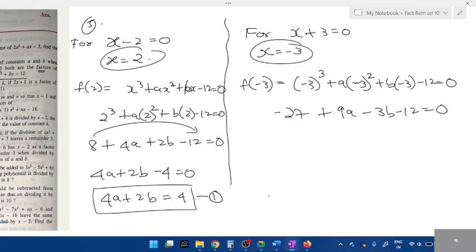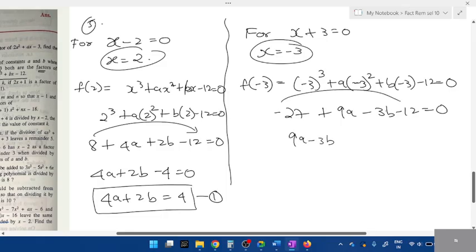Okay, fine. So let me complete. Solve this. So you get 9a minus 3b, and what's the value for this? Minus. If it goes to the other side, it becomes plus 39. Second equation.